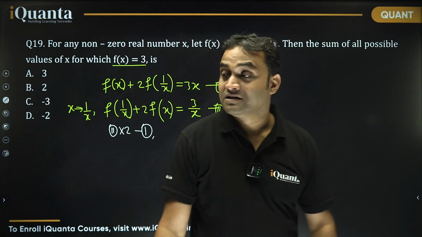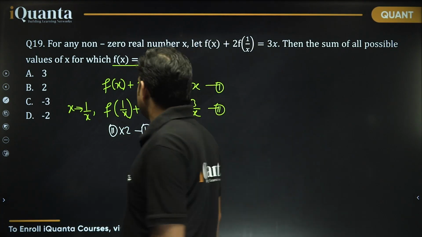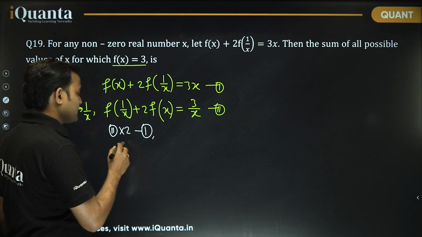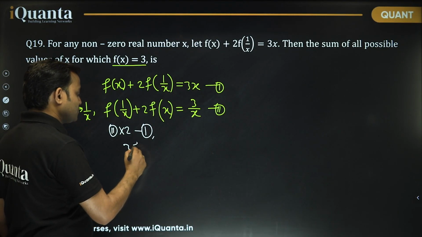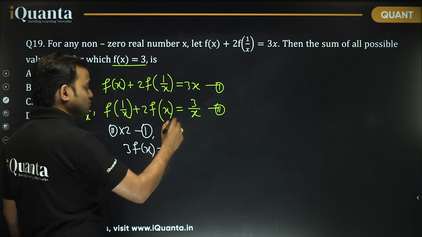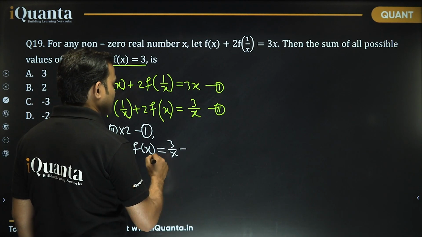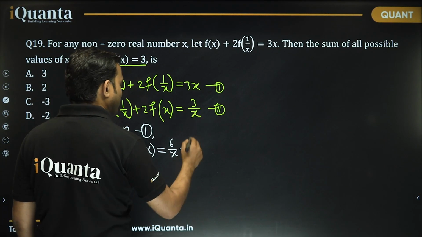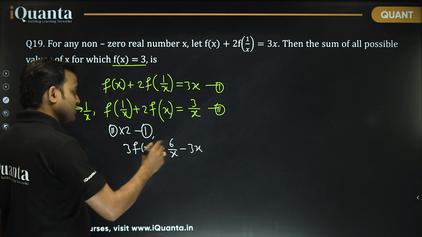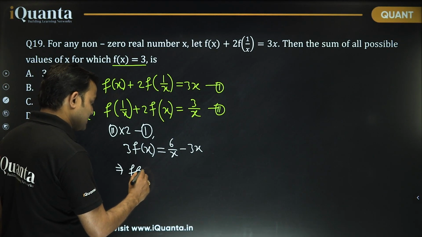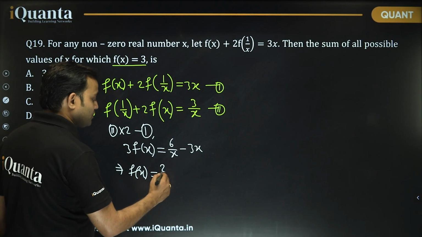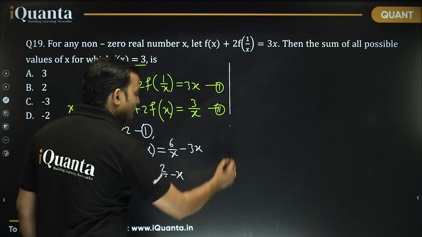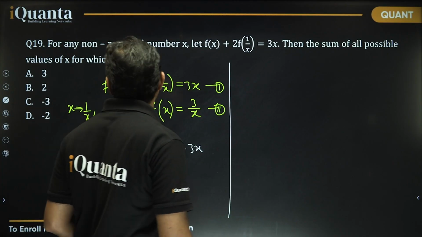Why do we do that? To eliminate this f(1/x). So 2 times f(1/x) and 2 times f(1/x) cancel out. 4 times f(x) minus f(x), that is 3f(x), is equal to 3/x into 2, so this is 6/x, minus 3x. So 3 we can take common, or we can say f(x) is equal to 2/x minus x, right?